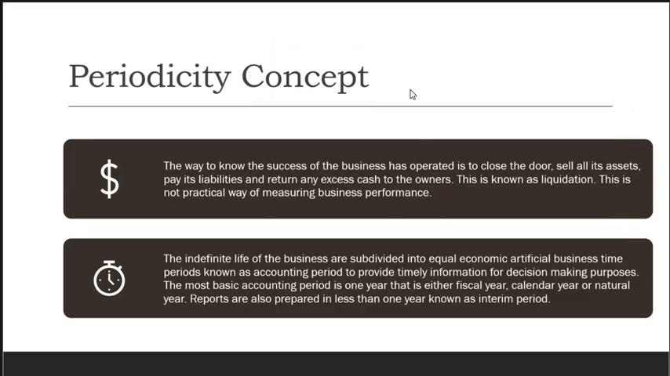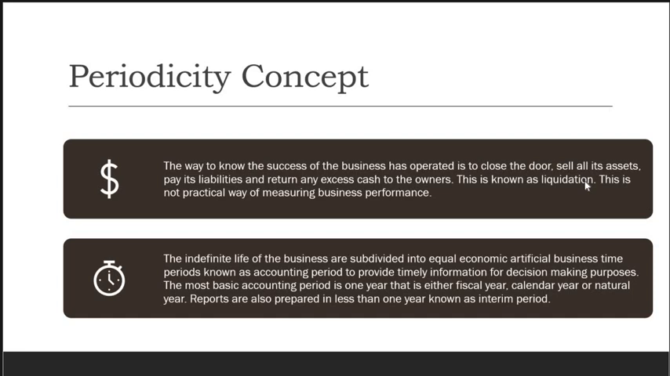Another concept which is important in the topic of adjusting entries is the periodicity concept. If you can still recall, the periodicity concept is the way to know the success of the business. The only way to know how a business has operated is to close the door, sell its assets, pay its liabilities, and return any excess cash to the owners. This is known as liquidation. That process of winding up the business is called liquidation.